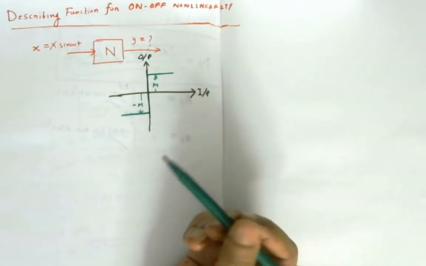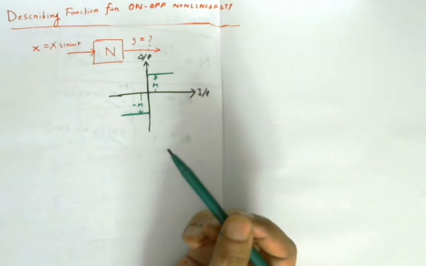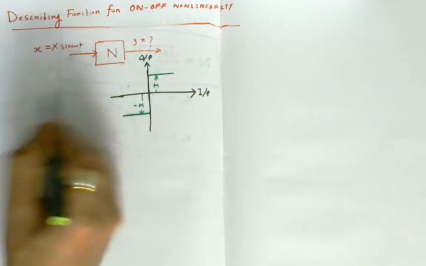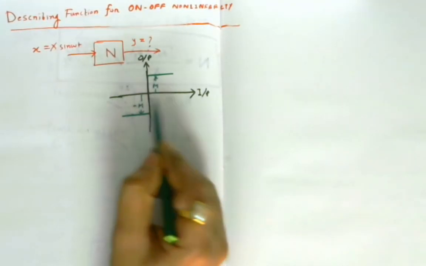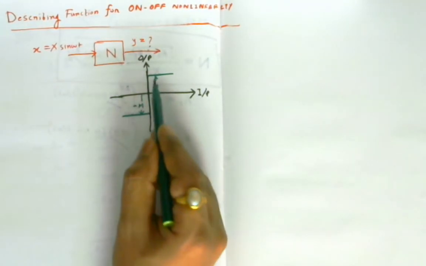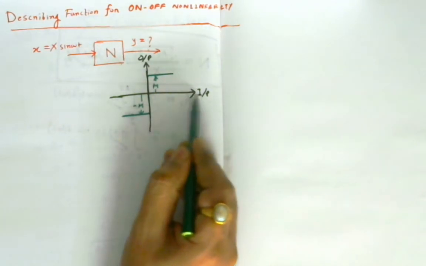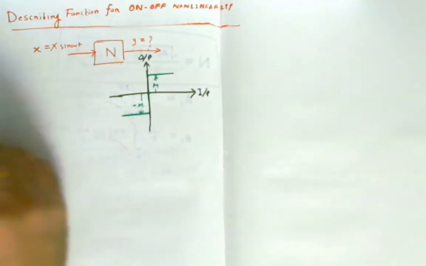Now I am going to draw the waveforms. This is not the waveform, right? This is the characteristics, and the characteristics is drawn with x-axis as input and y-axis output. Always remember, do not be confused.